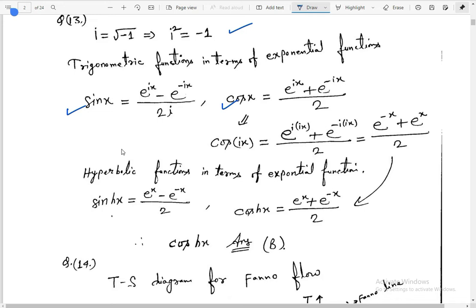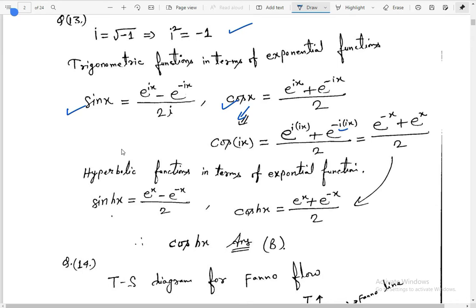According to this, cos ix is equal to, just put x equal to ix. Here e to the power i, as given in the formula, and x is equal to ix. Again, minus i into ix divided by 2, and we multiply i square x, so i square equals minus 1. So here we get e to the power minus x plus e to the power x divided by 2.